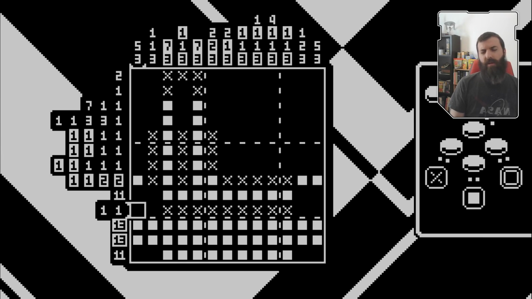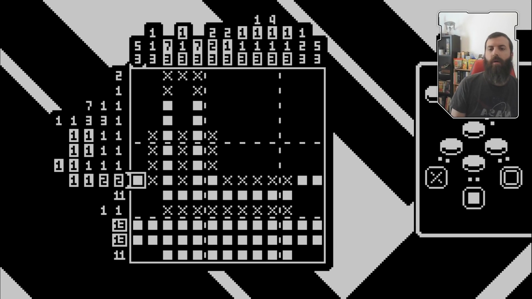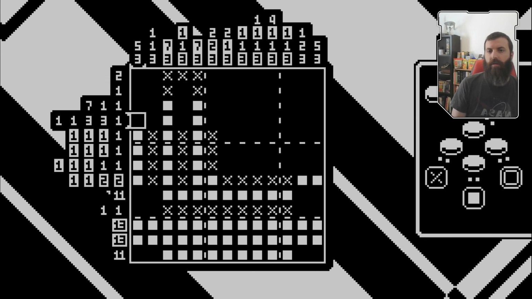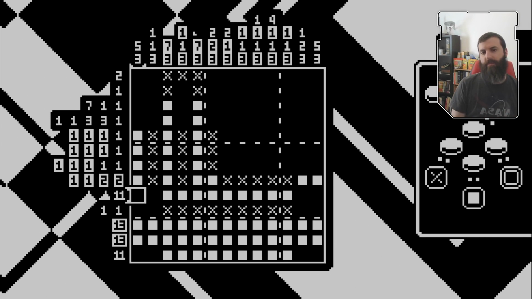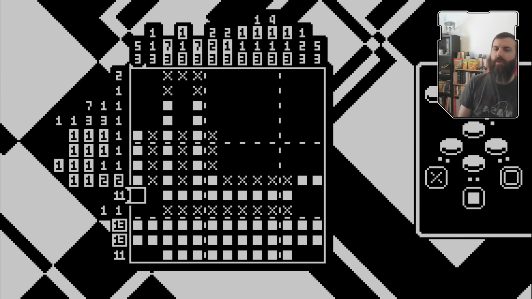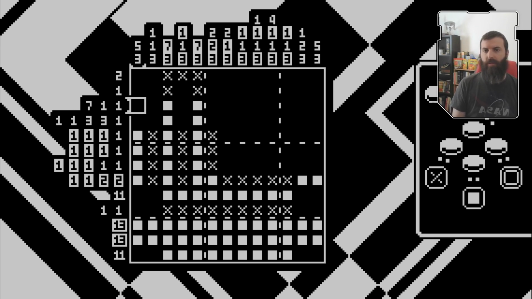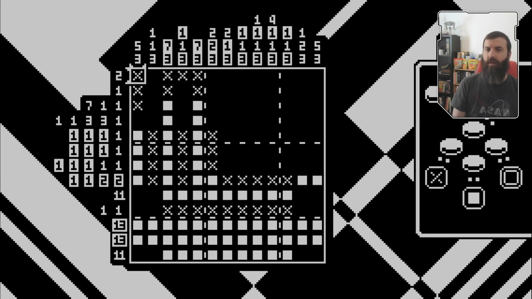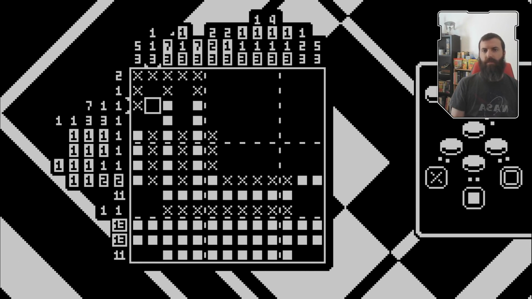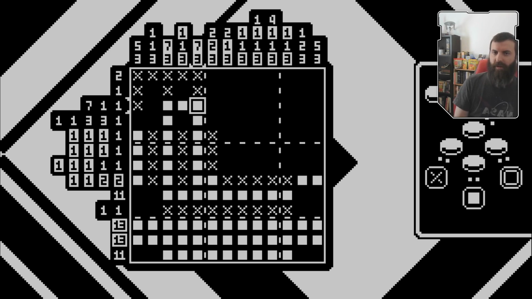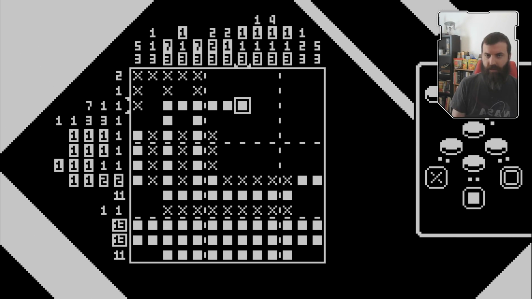So our 3 could come up to here, but then we've got to have a 5. So space 1, 2, 3, 4. But the 5 could come down, so. Yeah. So there we go, which then tells us that these can't be filled in, which tells us that can't be filled in. We've got a 7 over here, so this has to be filled in as part of the 7. 1, 2, 3, 4, 5, 6, 7.